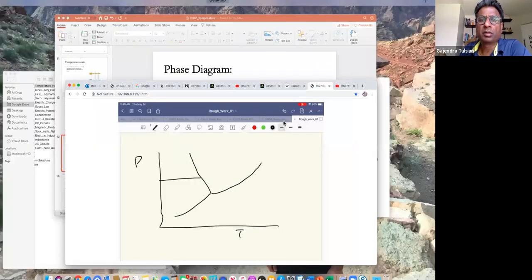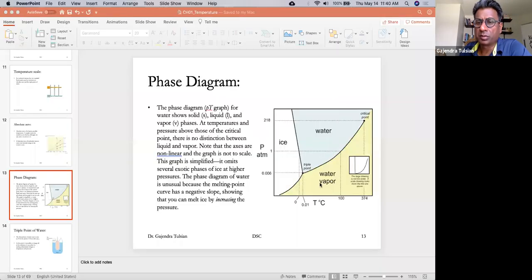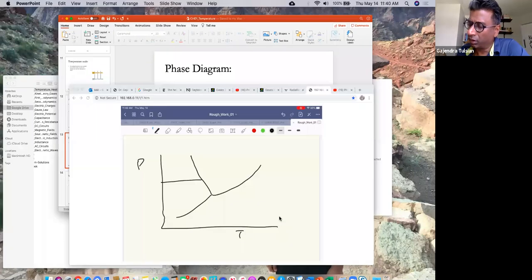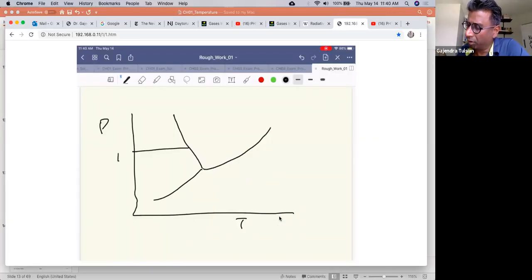Let's go. Here's 1 atmosphere, and there's roughly 0 degrees Celsius. Okay, so now let's say this is minus 5 degrees Celsius. Now, you have snow on the ground and stuff.